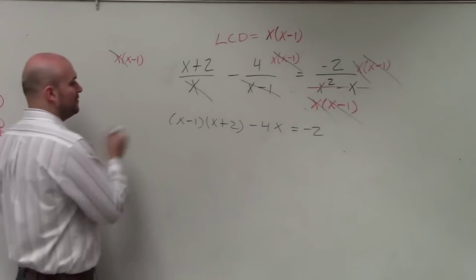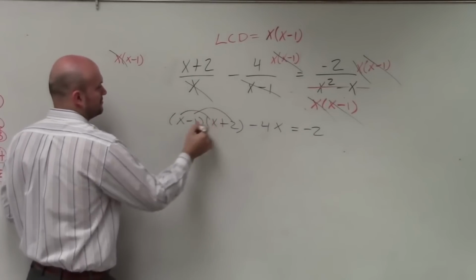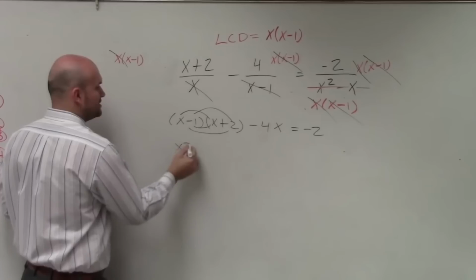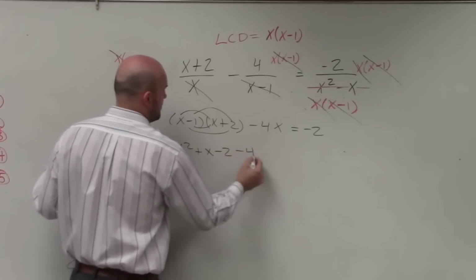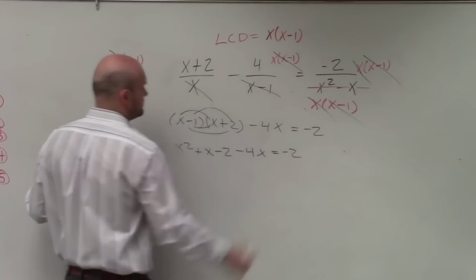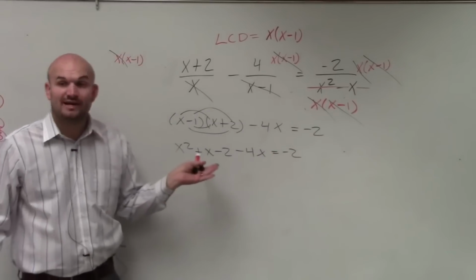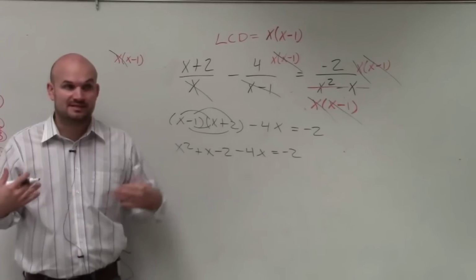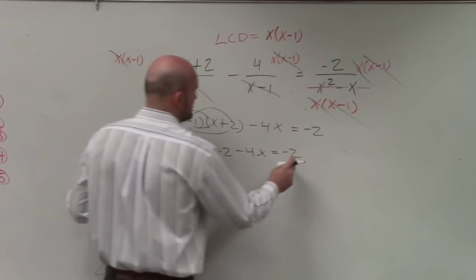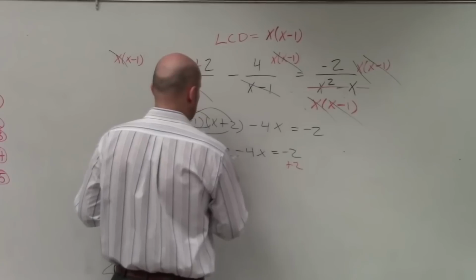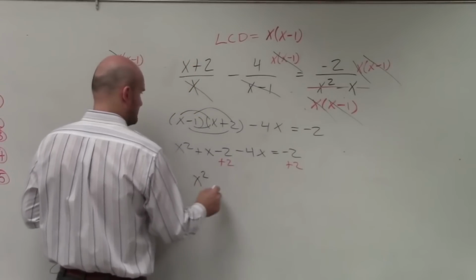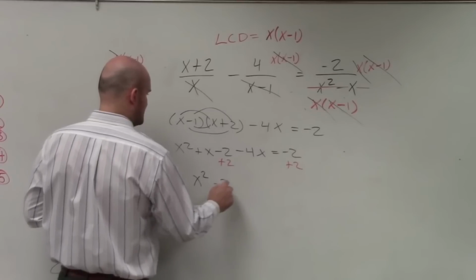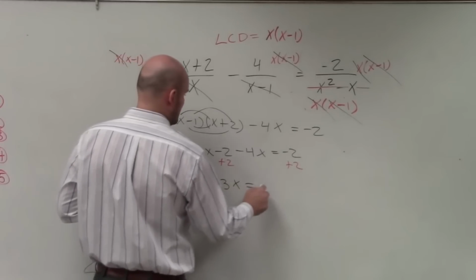Now, apply FOIL here. You get x squared plus x minus 2 minus 4x equals negative 2. I realize this is a quadratic, so I'm going to get all my terms onto the same side, right? So I'll add a 2, add a 2, and I get x squared minus 3x equals 0.